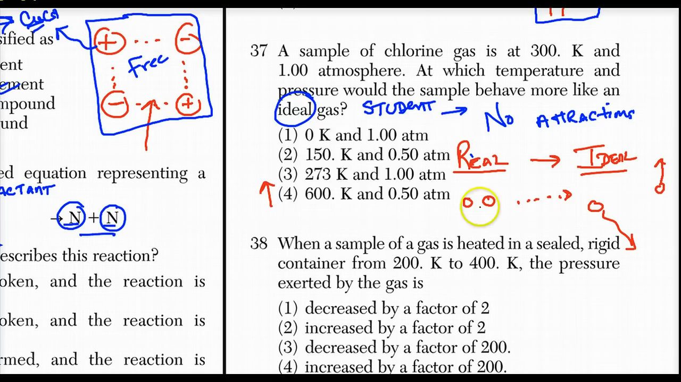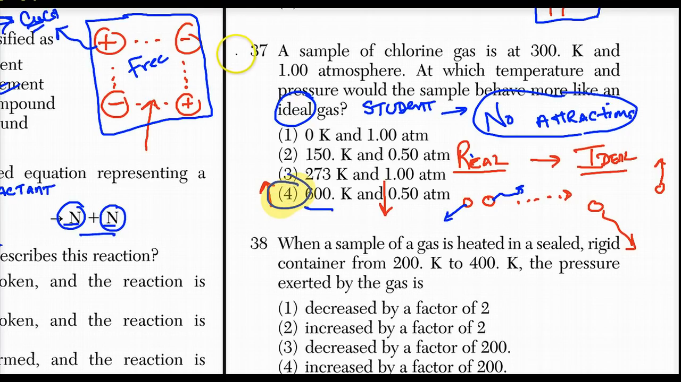And I want to decrease the pressure. The pressure that's currently on them is pushing them too close. So if I decrease the pressure, there's less of a force on them, they would move farther away and have no attractions or less attractions. So I'm looking for the highest temperature, lowest pressure, and that's why choice 4 is the answer. For me, the way to remember this is a real gas really has attractions, and an ideal gas ideally does not. So 37 is 4.